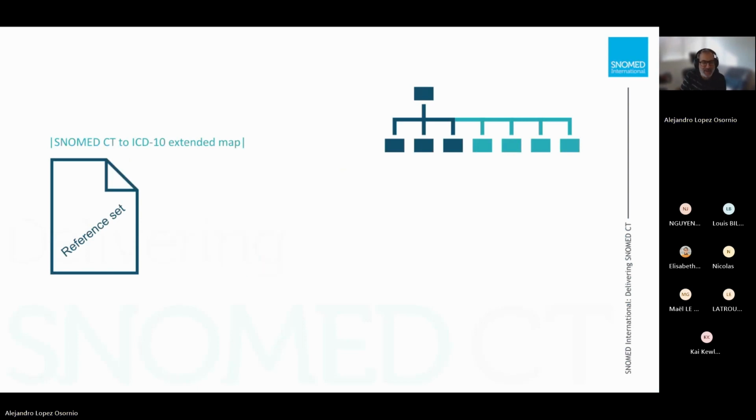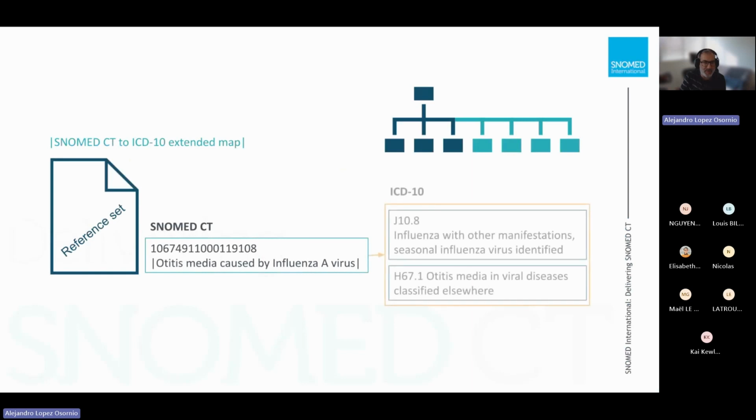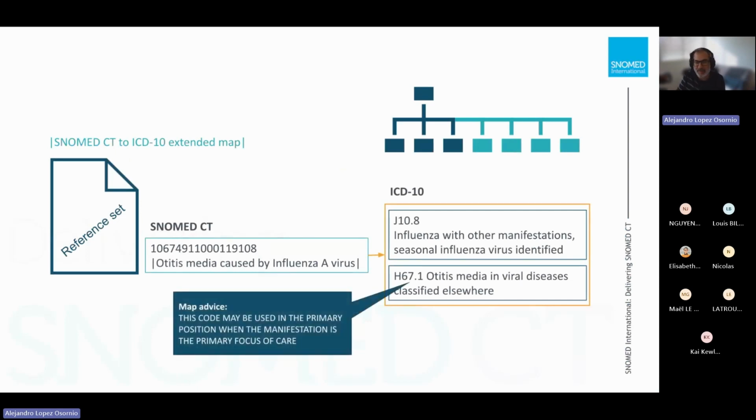Yes. And in other cases, we have concepts like otitis media caused by influenza A virus that map to two codes in ICD-10. Yes, one for influenza and one for otitis media. And in this case, the distinction is that both codes are true. The two codes apply for the reason. If you want to represent the whole meaning that is embedded in the SNOMED CT code, you need to use two ICD-10 codes. But in some cases, you may use a single code and you need like the primary code in ICD-10.